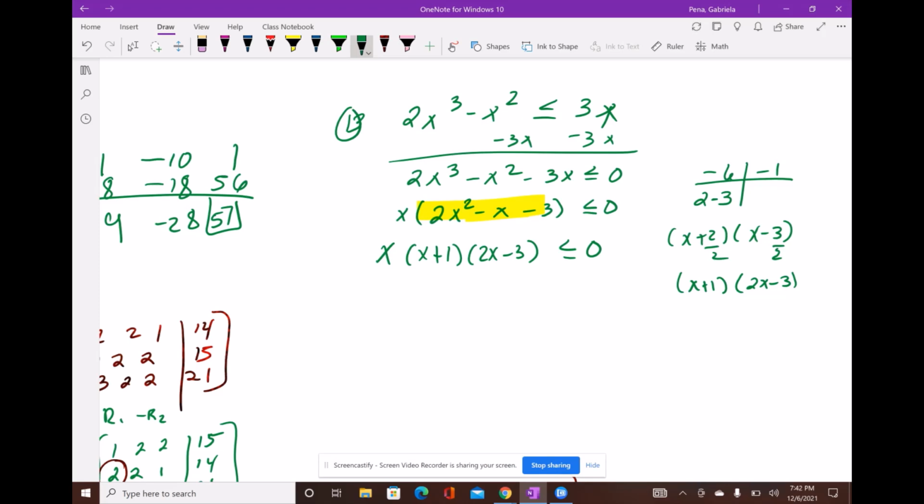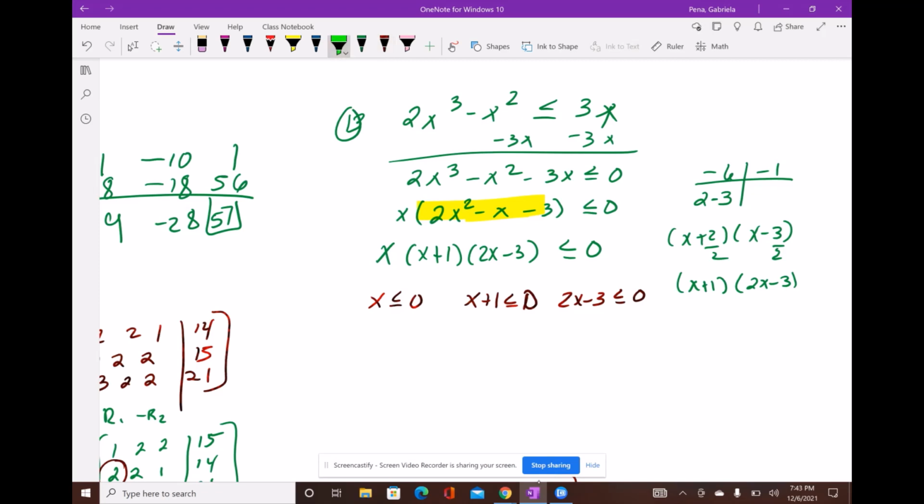You're going to have to set each one less than or equal to 0. Not just equal, but we need to follow the inequality. So we have x is less than or equal to 0. x plus 1 is less than or equal to 0. 2x minus 3 is less than or equal to 0. Wait, why'd you write a 1? Oh, sorry. This was supposed to be a 0.